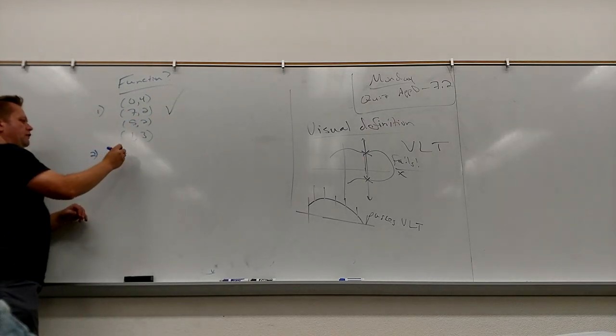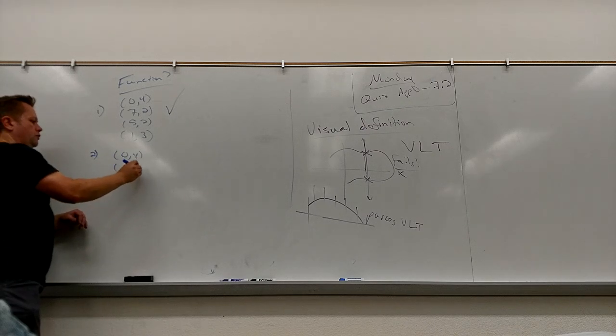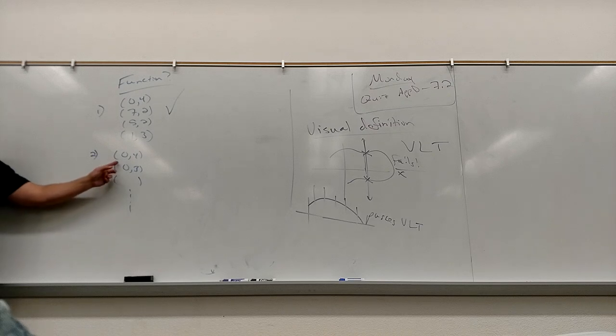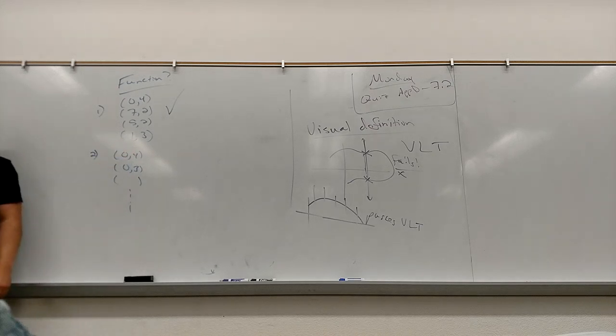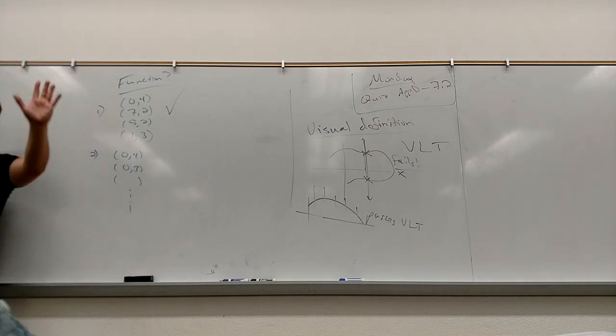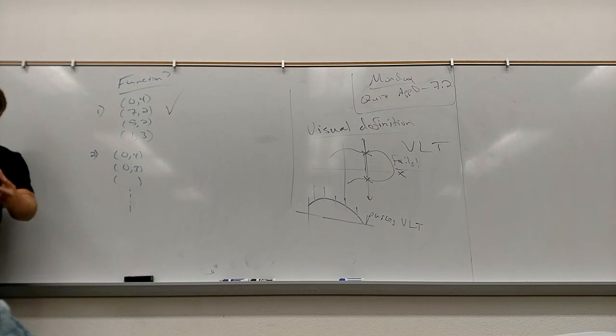So obviously if I have 0, 4, 0, 3, is that a function? No, because 0 goes to more than one thing. At 0 seconds, where's the rocket? 400 feet up and 300, that's a problem. Something went wrong, right? That's not a function.